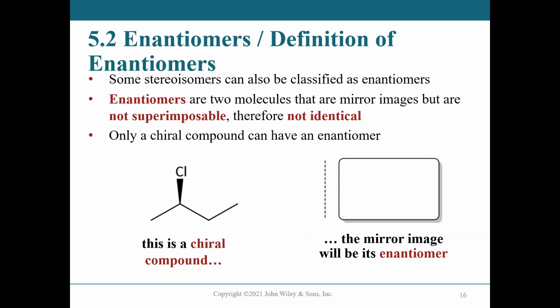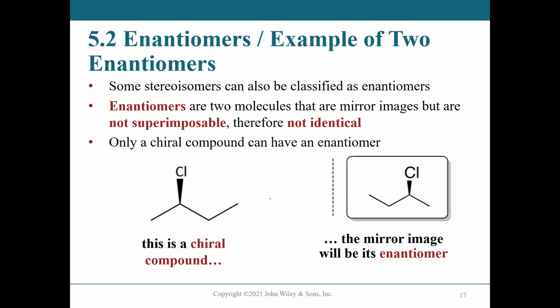So it says some stereoisomers can also be classified as enantiomers. Enantiomers are two molecules that are mirror images but are not superimposable. And we saw an example where you practice with your model set. It says this is a chiral center. The mirror image will be its enantiomer, and on the next slide it shows you the enantiomer. So we'll just go there, and that's the mirror image.